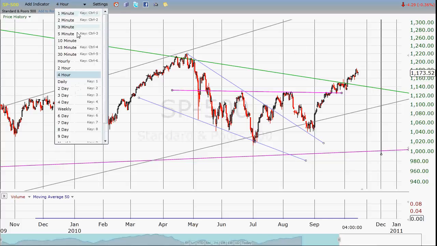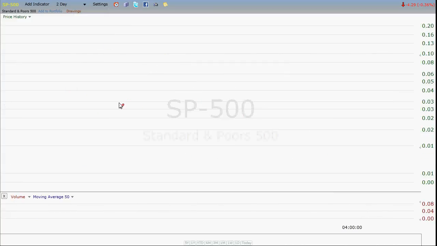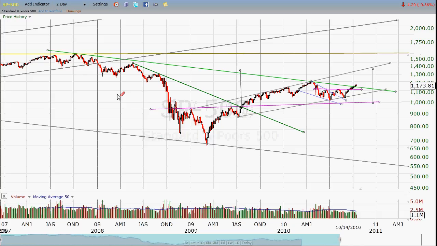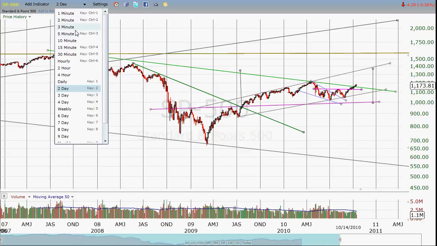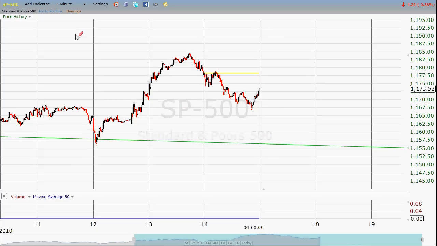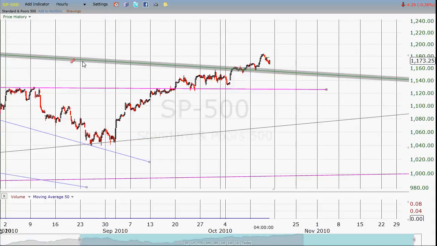If you back out, you can also see, come on, give me my picture. There we go. We have a really large head and shoulders pattern that marked the market bottom that has a target in the mid 1300 area. Let's zoom in on a 5-minute chart. I'll tell you what, let's go back to the hourly.